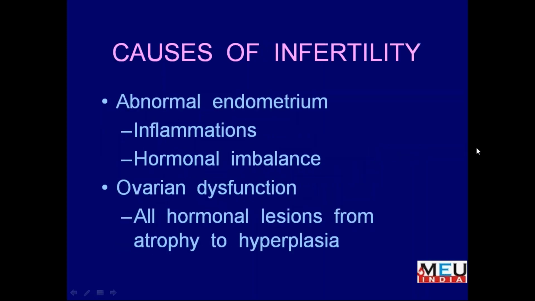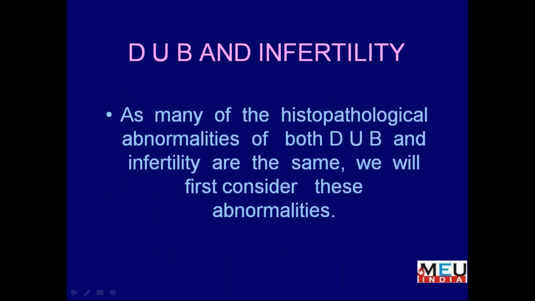In infertile cases, there could be abnormal endometrium, inflammations, chronic endometritis, hormonal imbalance, ovarian dysfunction. The ovary may be secreting certain hormones which can lead to different patterns, from either atrophy to hyperplasia, and many of the histopathological abnormalities of dysfunctional uterine bleeding and infertility are the same, and we will consider these abnormalities.